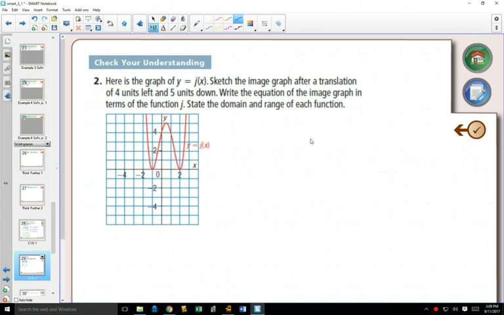So again, you're going to take key points. You're going to take those key points and move them 4 to the left. 1, 2, 3, 4. And then 5 down. 1, 2, 3, 4, 5. Same thing with this one. 1, 2, 3, 4. It's halfway between, and move it 5 down. Once you've got those key points and you know where they end up, then you can draw your graph.